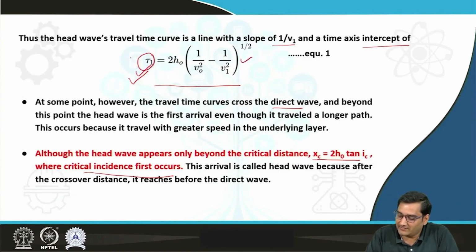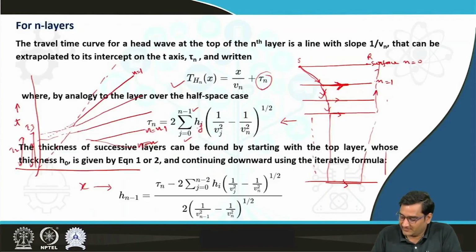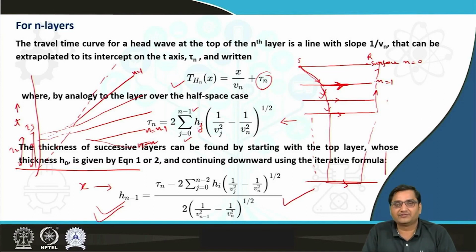Since you know the intercept time for each of the layers, and you also know v0 and v1, you can successively calculate the values of h0, h1 and h2, likewise hn minus 1. This is what is represented in this particular formula. It says that the thickness of the successive layers can be found by starting with the top layer, whose thickness h0 is given by equation 1 and 2, and continuing downward using the iterative formula. So this is the formula using which you can find out the thickness of successive layers.